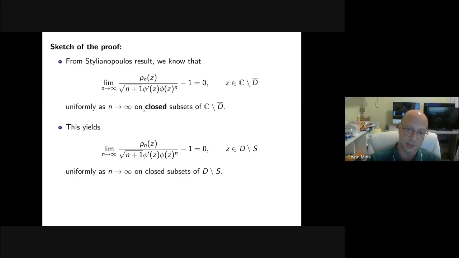Okay, now, of course, you can say, what is this phi function? That was the exterior conformal map, originally. But here we are dealing with points inside the domain. Well, you can prove that this exterior conformal map has a conformal extension to the part of D that is not in S, and you still have this limit. Now, this limit, you are proving it for every Z in D and not in S, and it also holds uniformly on closed subsets of D minus S.